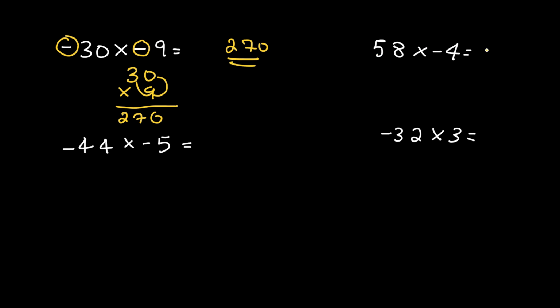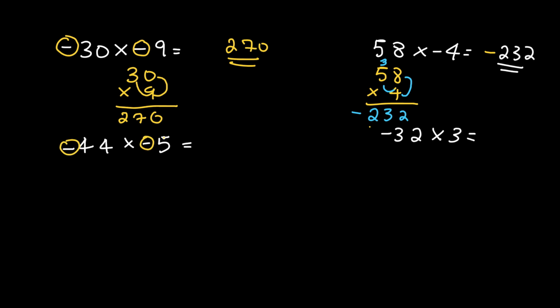Positive 58 times negative 4. Positive and negative is a negative. Now let's set up the problem in this way. And let's go ahead and multiply. 4 times 8 is 32. 4 times 5 is 20, plus 3 is 23. And our negative sign, so our final answer is negative 232.